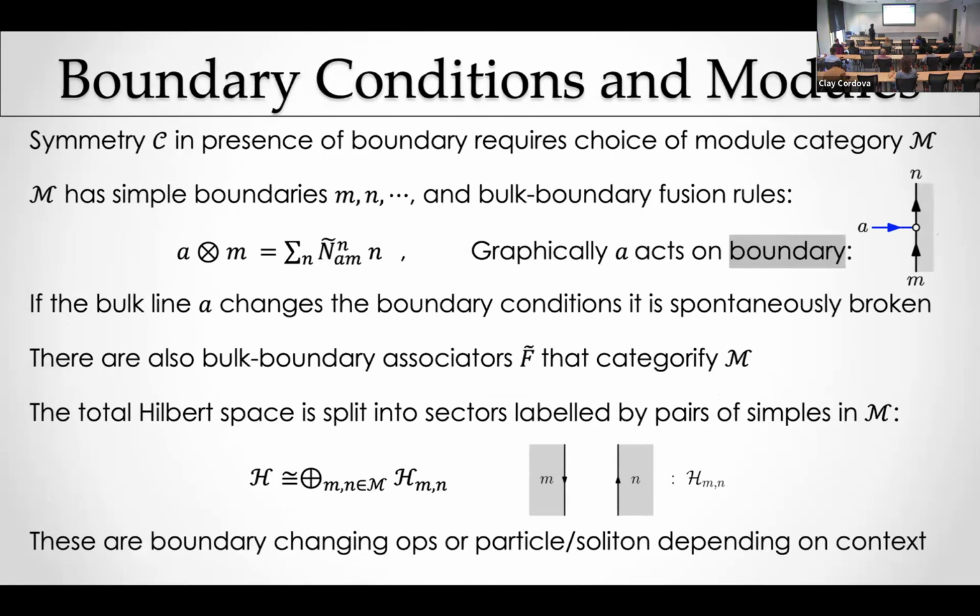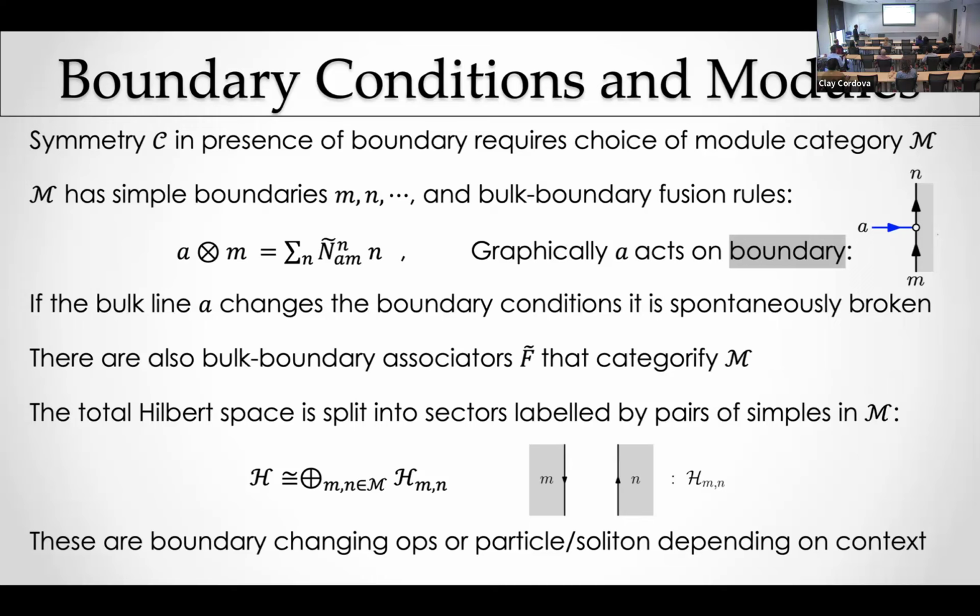So here is part of the answer to these questions. What data do you need to know to think about this fusion category symmetry in the presence of a boundary? The data that you need is algebraically what's called a module category. That's a very fancy term, so let me unpack what that is. What is this M? M is a list of the possible boundary conditions. You can think it itself contains some elements, little m, little n, etc., and it has bulk-boundary fusion rules.